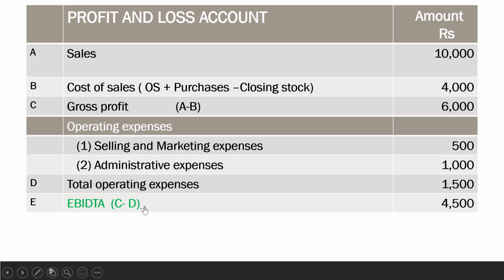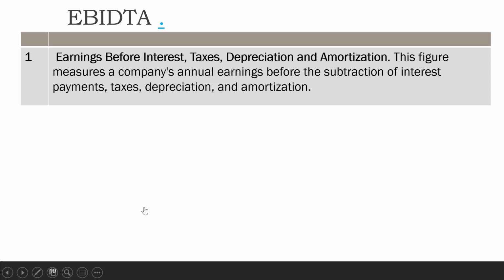Okay, so there's a hyperlink here. We'll go to the hyperlink there, EBITDA. So, Mohit, can you read? Yes, sir. Earning before interest, taxes, depreciation, and amortization. This figure measures the company's annual earning before the subtraction of interest payments, taxes, depreciation, and amortization. So depreciation and amortization are the same.